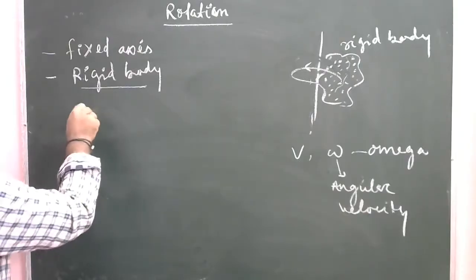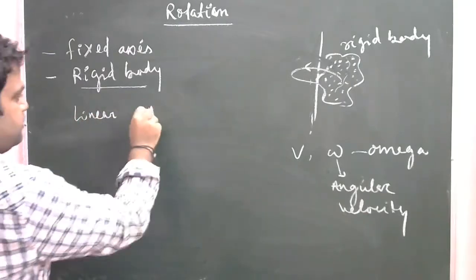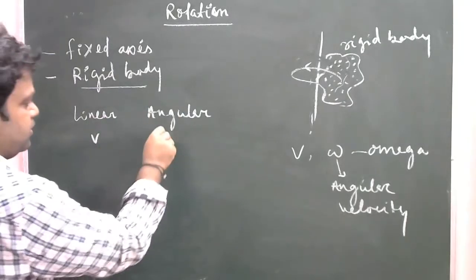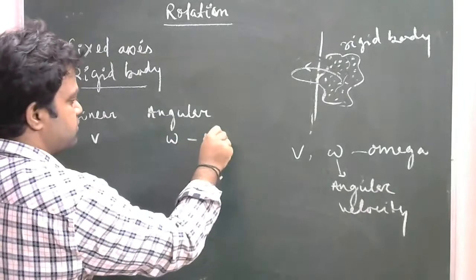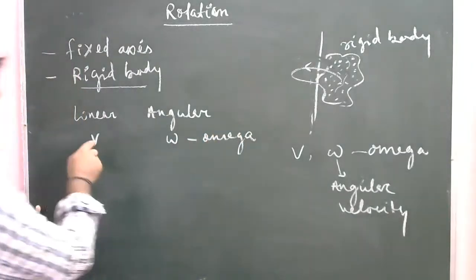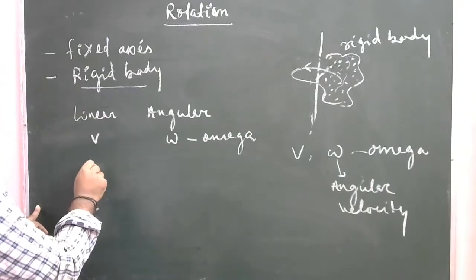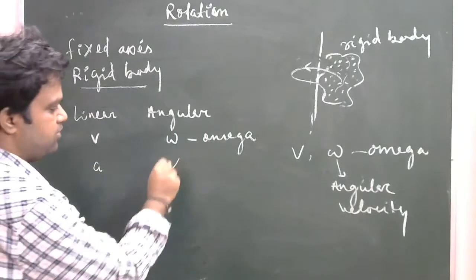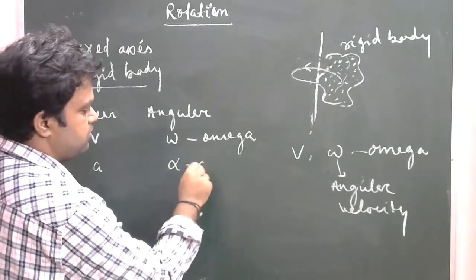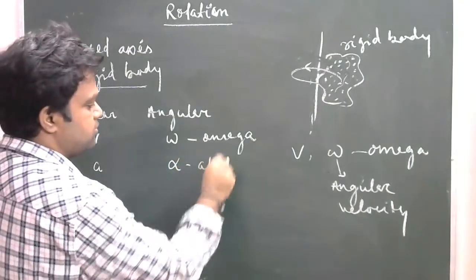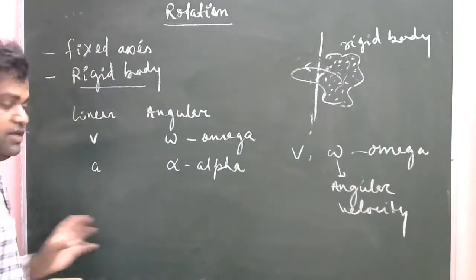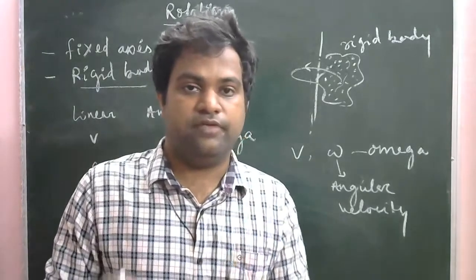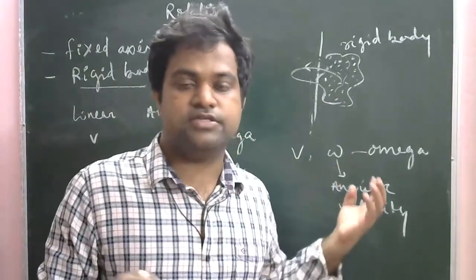Suppose I write this is linear, this is angular. So linear velocity v, angular velocity omega. The symbol is omega. Linear acceleration a, angular acceleration alpha. Just the symbol, nothing else. Okay. And there is also some relationship between linear and angular terms. We can calculate those relationships, which I'll discuss in my next video.